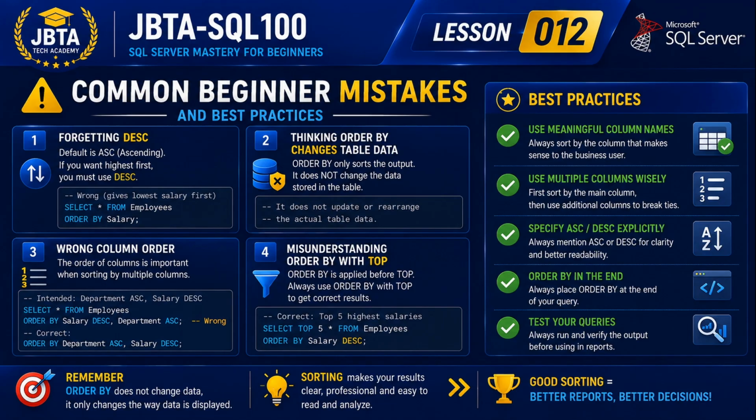Another mistake is using multiple columns in the wrong order. Remember that SQL Server sorts the data using the first column first. The second column is applied only when the values in the first column are the same. Choosing the wrong column order can produce unexpected results.